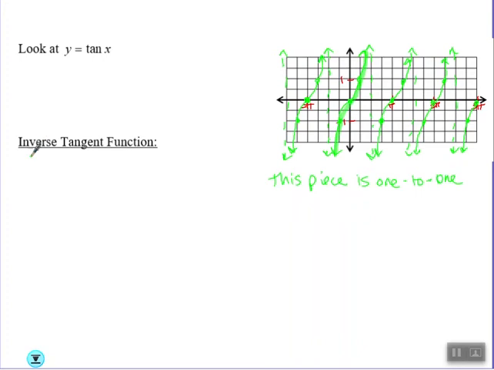Again, we have two ways of writing inverse tangent. We have this way, and we have arc tan of x. Both mean that y is the angle whose tangent is x.